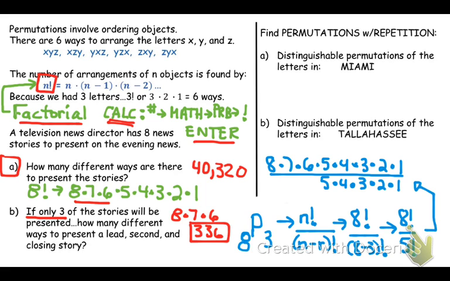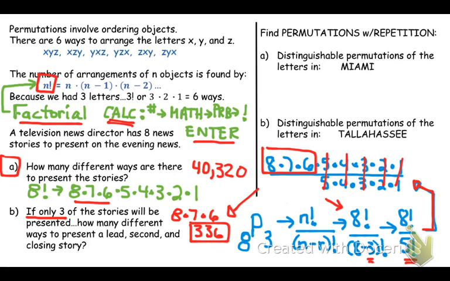So in blue, I'm showing you where the 8 times 7 times 6 came from. So in the numerator, we have 8 factorial, and then from the 8, we subtracted the 3 because we had the top 3 choices. That gave us 5 factorial. And then when I work it out, you can see that the 5s, 4s, 3s, 2s, and 1s cancel, and there's my 8 times 7 times 6, which gave us the 336.